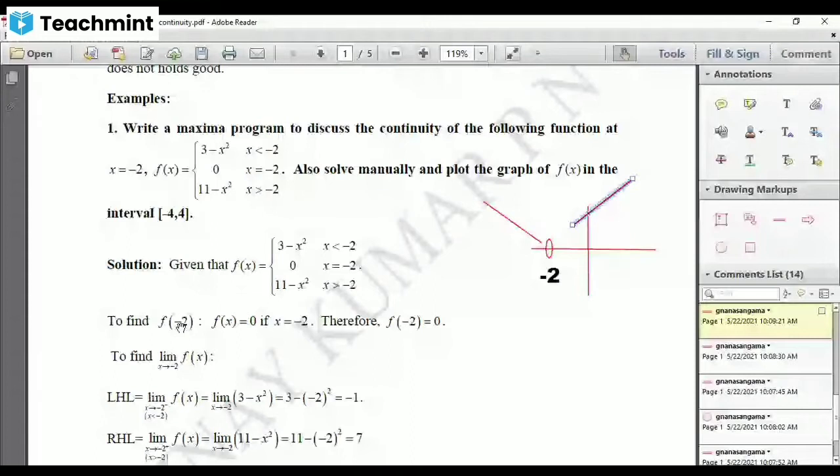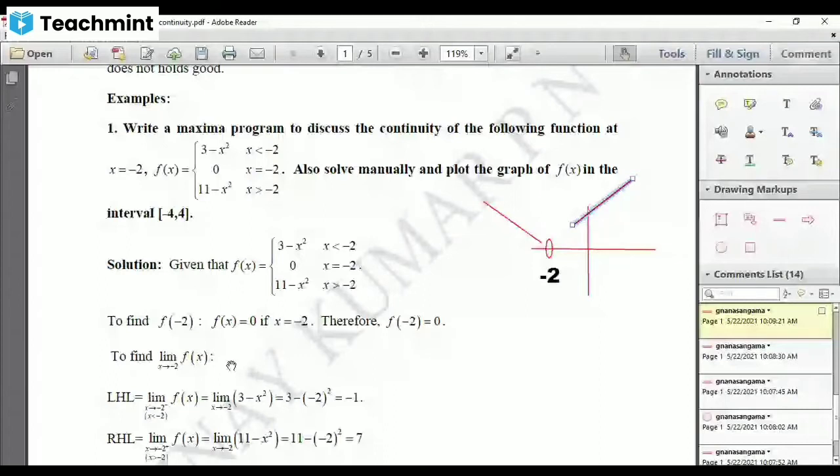When x equals -2, what is your f of x? Because there are three choices for f of x. Depending on the x value, you have to choose them. Here our x is equal to -2. Therefore, f of x is 0. If you give x equal to -2, there is no change because it is a constant. Any value of x will not affect 0. So f of -2 will be simply 0. We got f of -2, that is 0, which is finite. Therefore, f of a exists. Right? The first condition is satisfied.